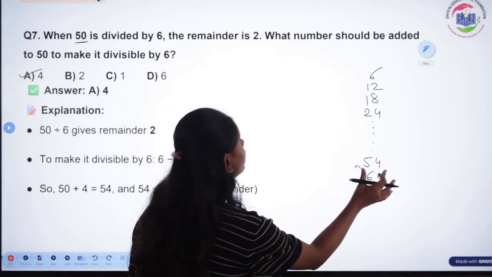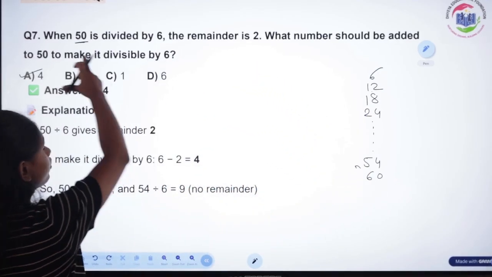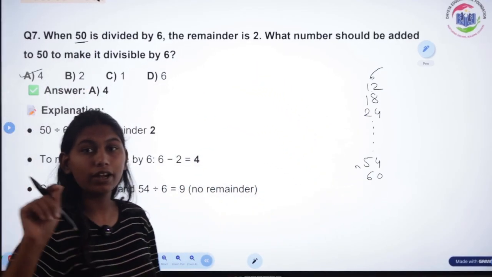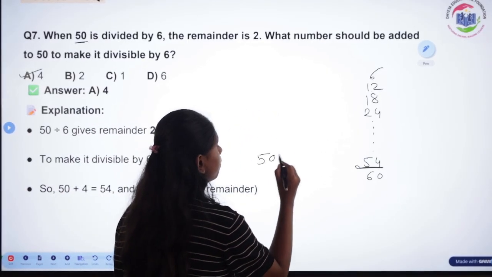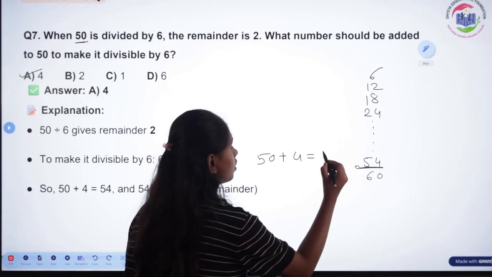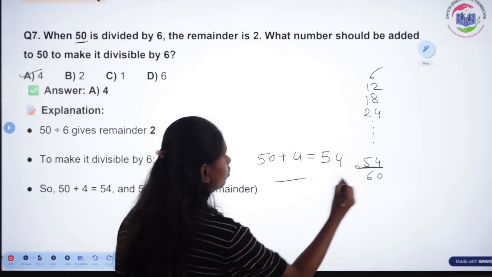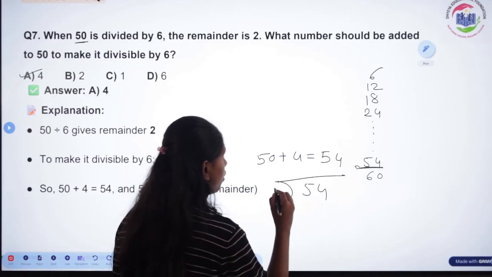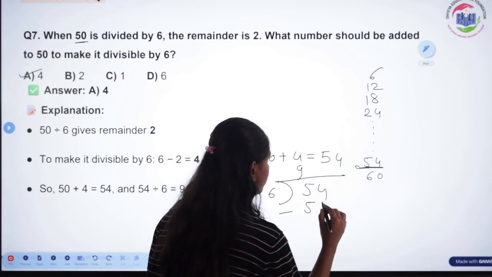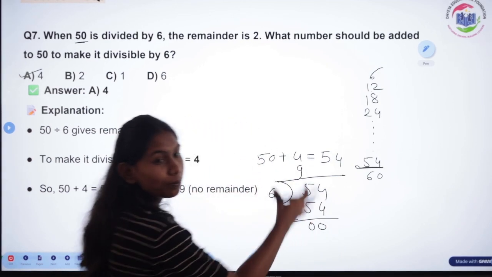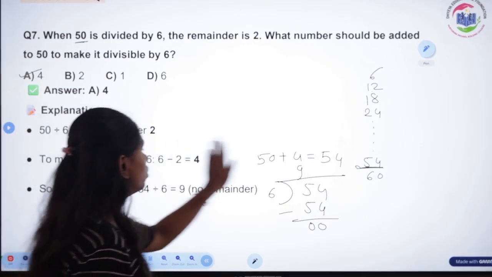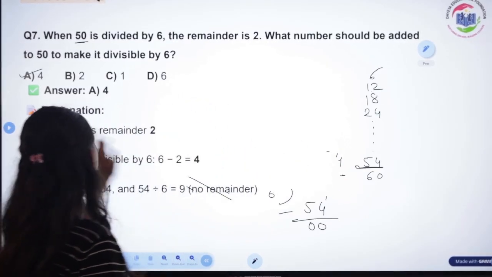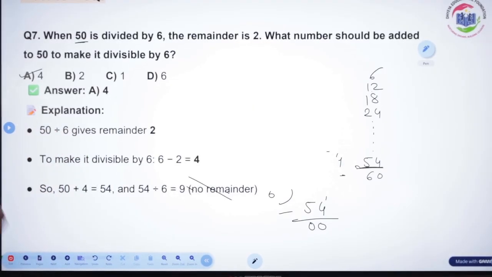So which number will you add to this 50? That will be 4. So 50 plus 4, you will get 54, and when you divide 54 by 6, 6 9s are 54, and now the number is completely divisible. Okay, like this. So option A, that is 4, will be your correct option.